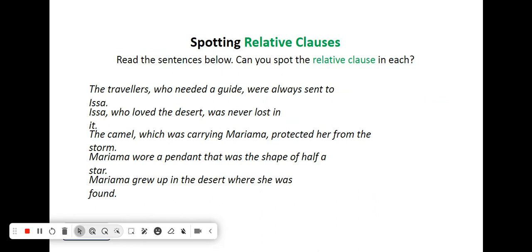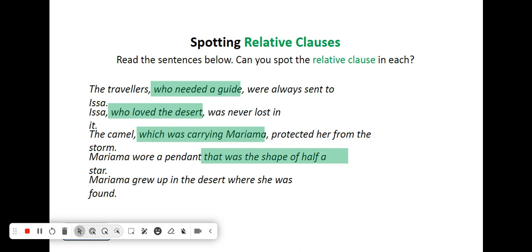Let's see, where are they? The first one, who needed a guide. This is our relative clause. The second one, who loves the desert, is our relative clause. The third one will be which was carrying Miriam. This is our relative clause.